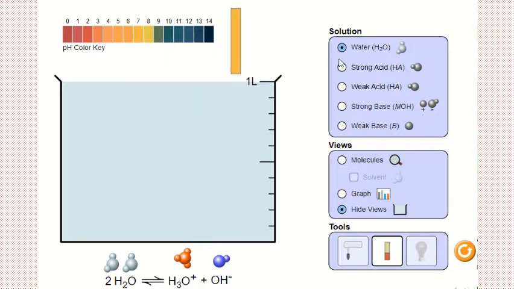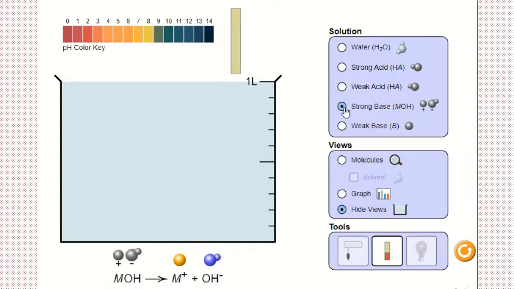Let's change the solution and use a strong base. I will put the paper in the solution. Look at the color of the paper. Let's compare it to this pH color key. It shows that the pH is equal to 12, almost 12. The pH right here is greater than 7, which means that this is a basic solution.